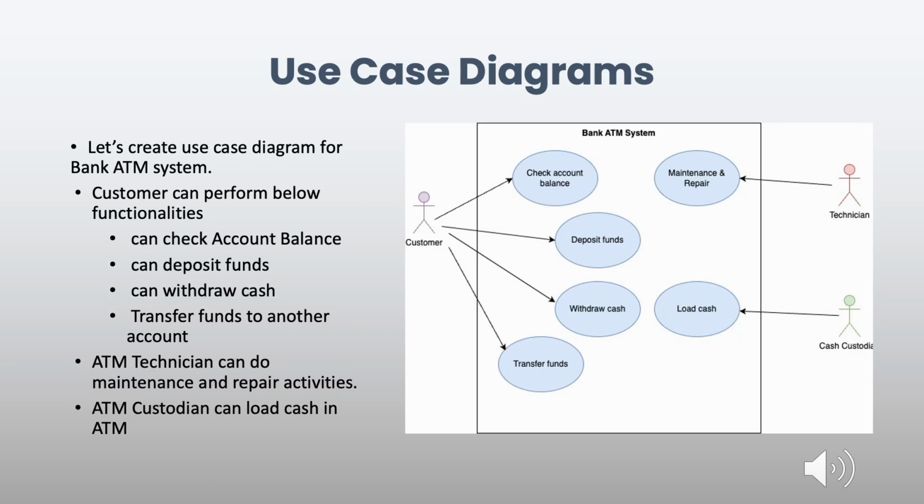Let's learn how to create a use case diagram. For that, let's consider a bank ATM system where a customer can perform various functionalities. He can check account balance, he can deposit funds, he can withdraw cash, and he can transfer funds to another account. ATM technician is another actor who can do maintenance and repair activities. And ATM custodian is another actor who can load cash in the ATM.